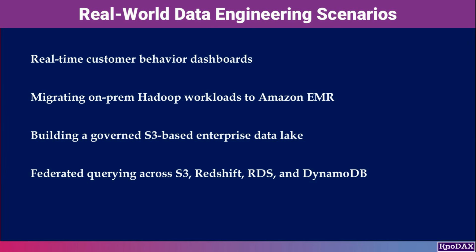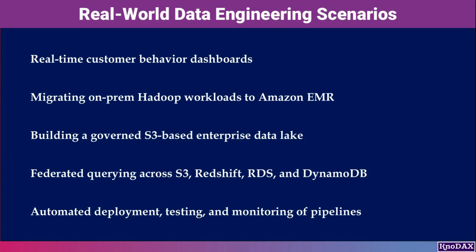analytics across diverse sources. Finally, real-world data engineering requires automated deployment, testing, and monitoring of pipelines. Using CI/CD, infrastructure as code, and observability tools ensures that pipelines remain reliable, scalable, and easy to update as business needs evolve. Together, these scenarios highlight how data engineering principles translate into practical, high-impact solutions across different industries.